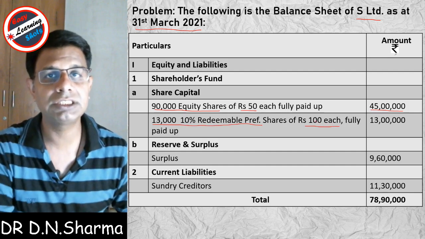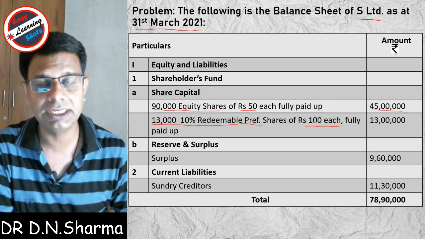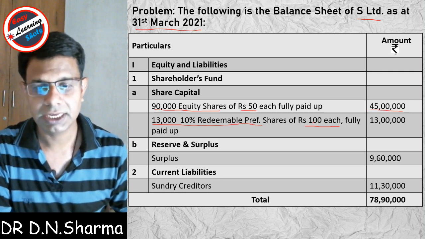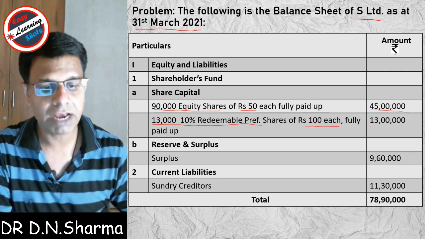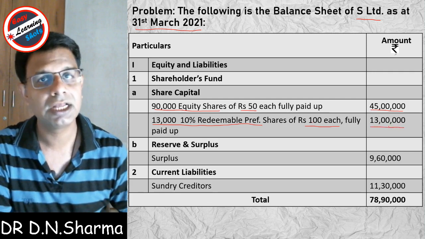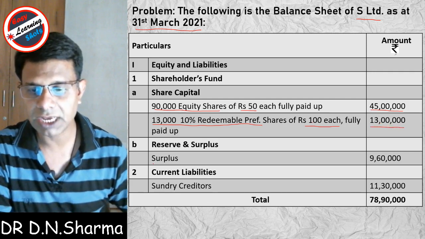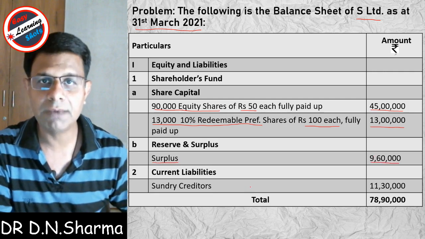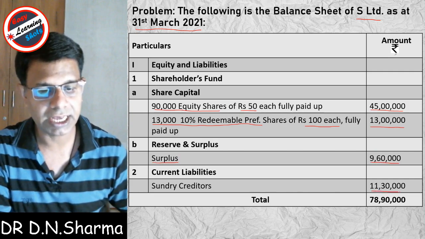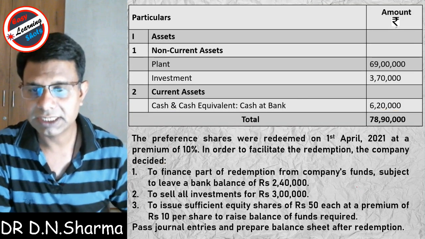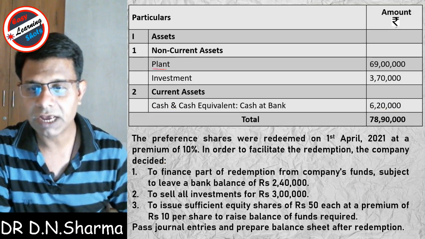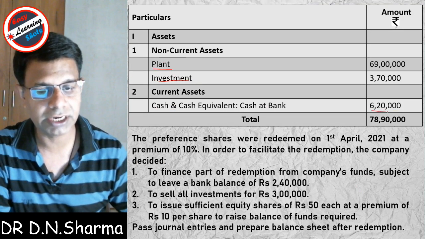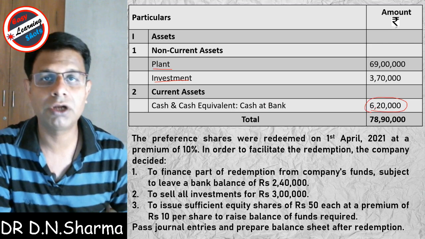Now if the preference shares are partly paid up, in our previous video we saw that first we have to convert them into fully paid up, then we do the redemption process. Here the preference shares are fully paid up and we have nominal capital of preference shares, that is 13 lakh. Under reserves and surplus we have free reserves in surplus account of 9,60,000, and under current liabilities we have sundry creditors of 11,30,000. Under assets we have non-current assets in which we have plant and investment, and in current assets we have bank balance of 6,20,000 which we can use for the redemption of preference shares.